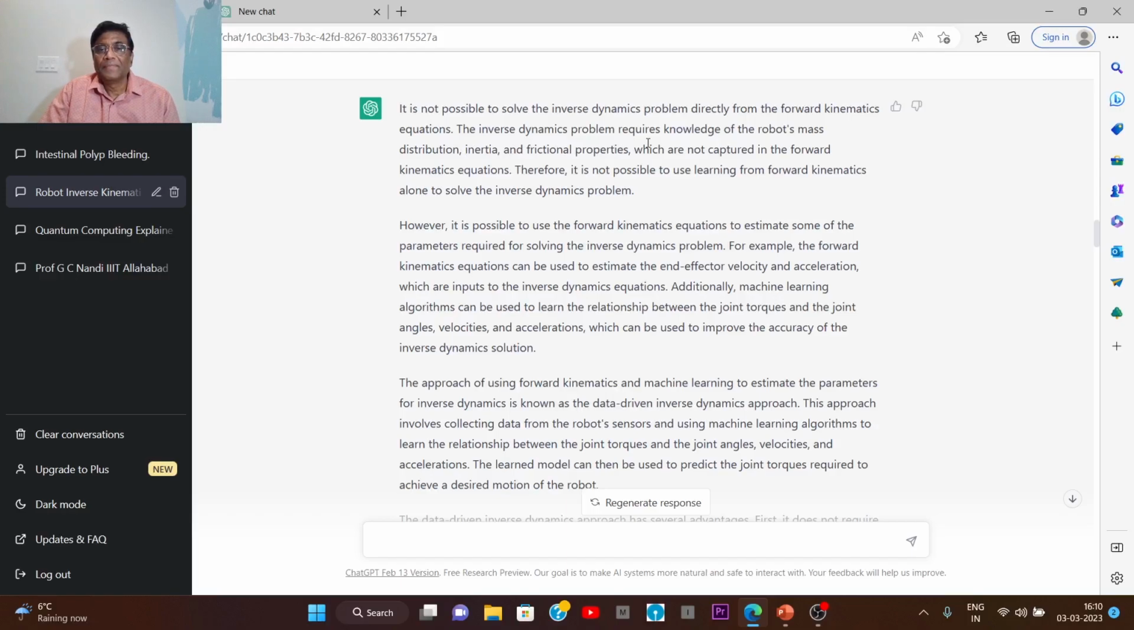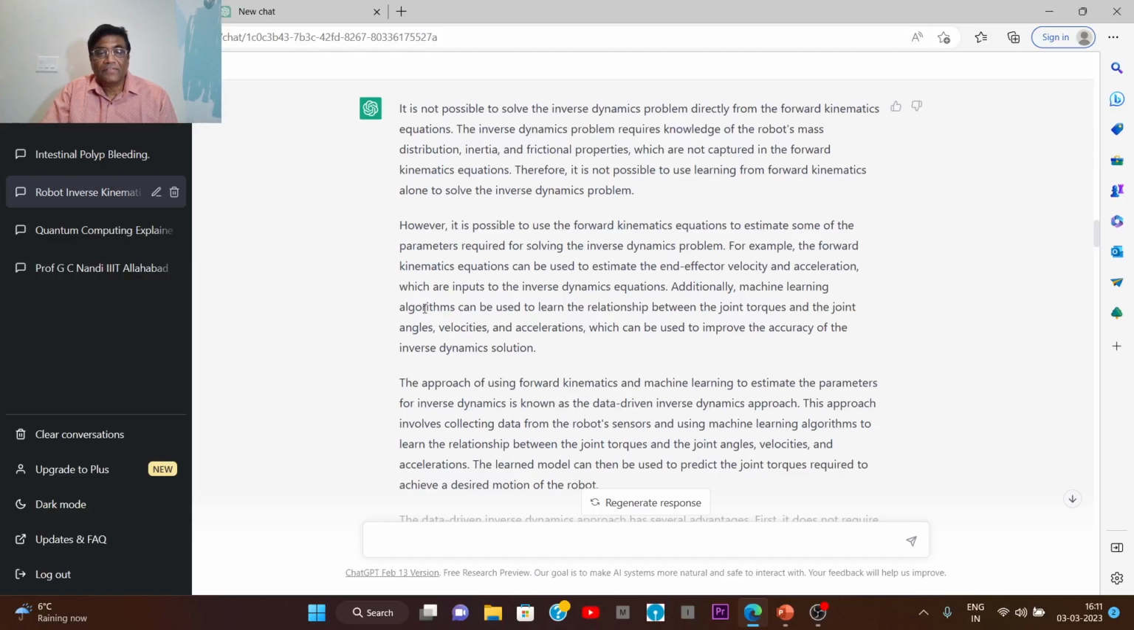The inverse dynamics problem requires knowledge of the robot's mass distribution, inertia, and frictional properties, which are not captured in the forward kinematics equation. Therefore, it is not possible to use a learning based approach from forward kinematics alone to solve the inverse dynamics problem. However, it is suggesting also it is possible to use forward kinematics equation to estimate some of the parameters required for solving the inverse dynamics problem.